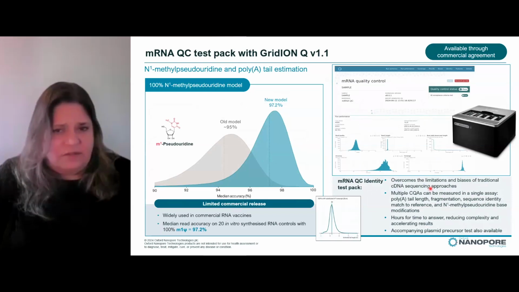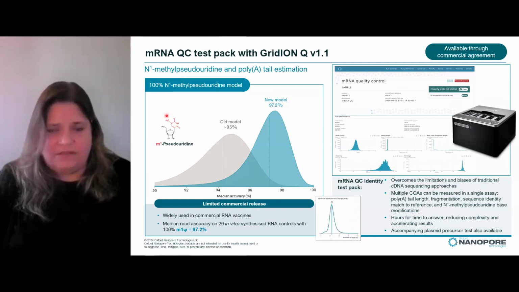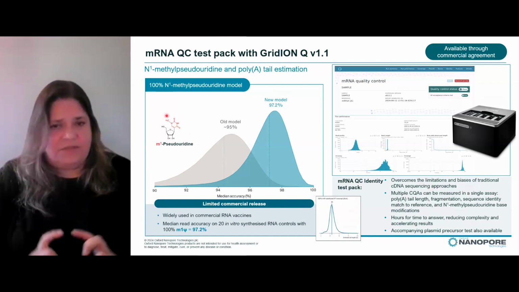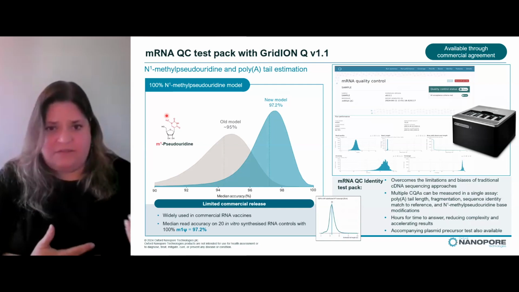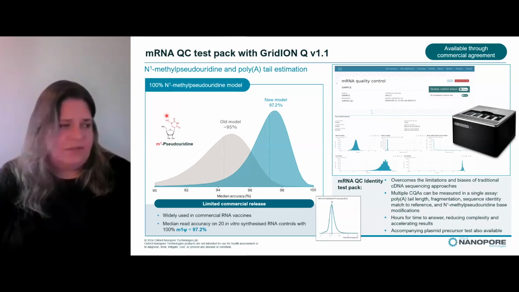One of the things that's critical for mRNA vaccine QC is the ability to train models that look at transcripts that have been 100% modified with N1-methylpseudouridine, because that's what's utilized in a lot of RNA vaccines at the moment.